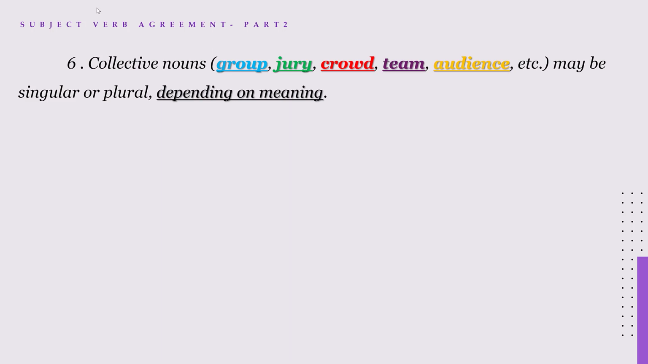Collective nouns may be singular or plural depending on the meaning. It's a little bit tricky. Common collective nouns include group, jury, crowd, team, audience. The jury has awarded custody to the grandmother.